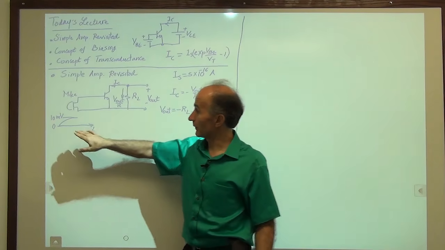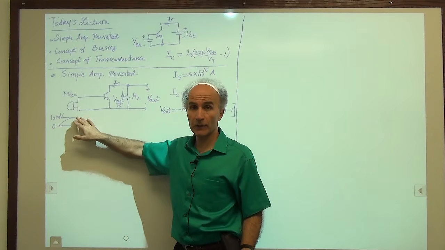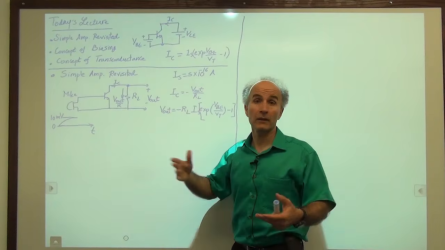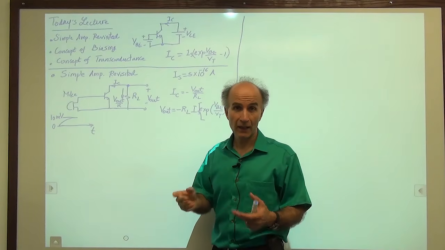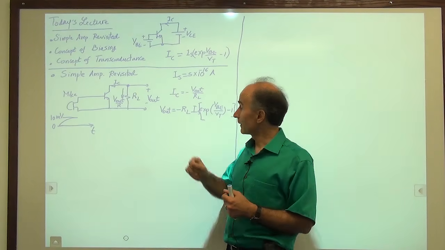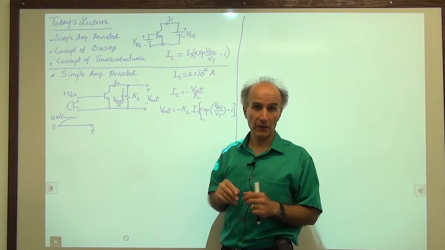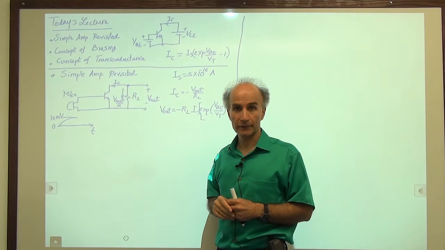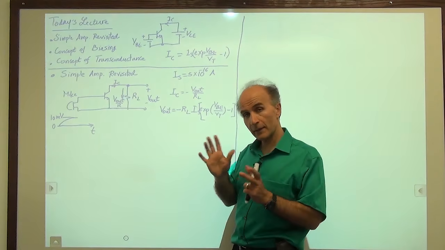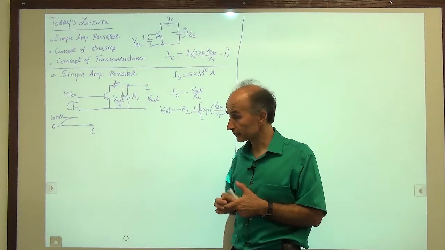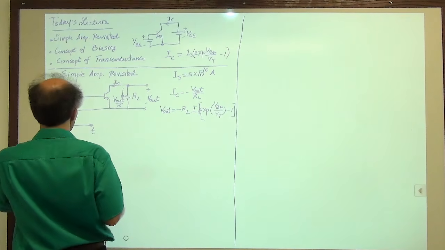So, for example, if this goes from 0 to 10 millivolts, maybe this voltage goes to 100 millivolts. We have a factor of 10 amplification. There's a negative sign here, but we don't worry about that. That's not really important. Okay, so let's see if that actually is possible. All right, here we go.